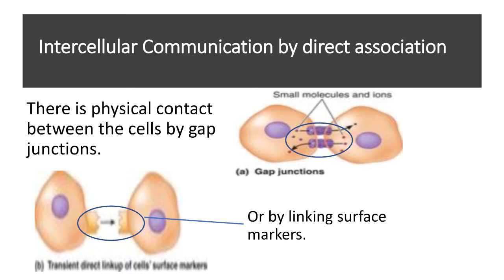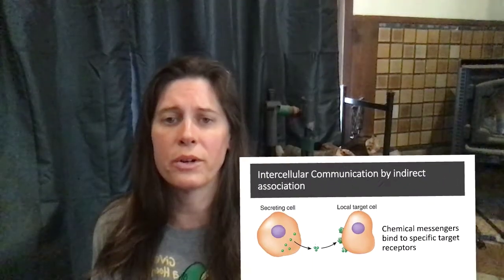Okay, if you need a refresher on cell junctions, you want to go back to Canvas, where I put some of the videos from Khan Academy on the cell junctions. Okay, also surface markers, another type of protein, can also link 2 cells together, again allowing communication between the 2. So that's intercellular communication by direct association. So the cells are directly in contact with one another.